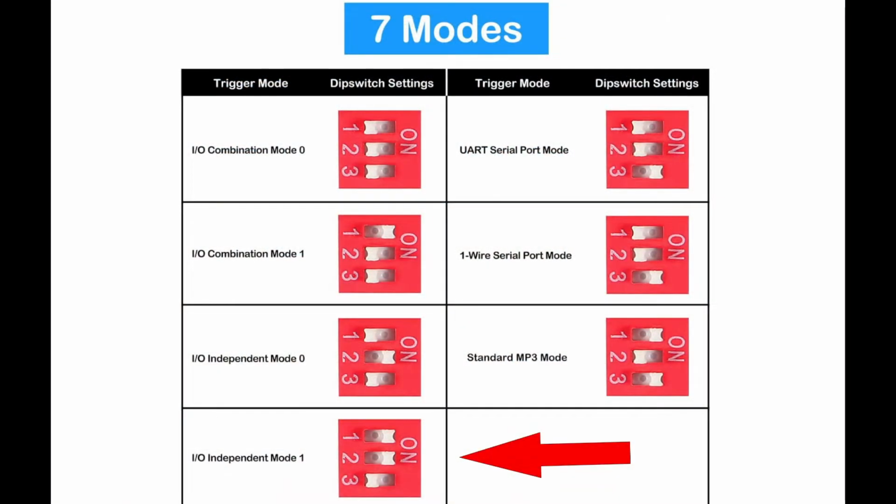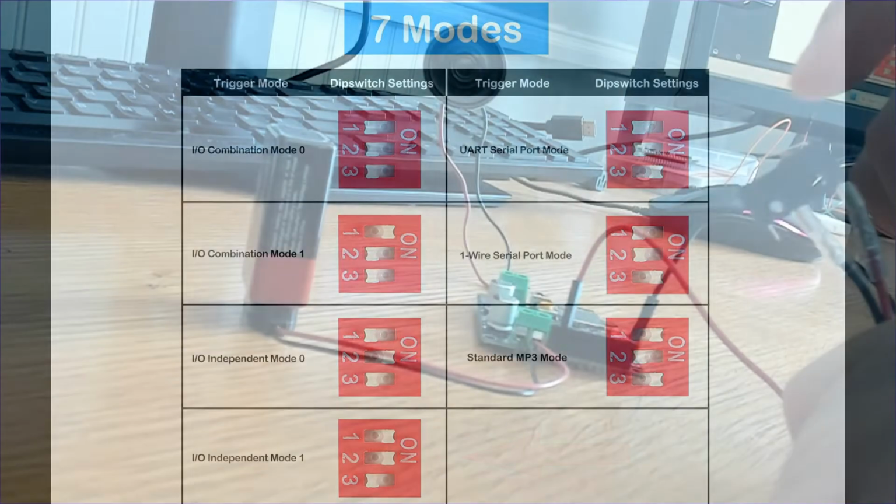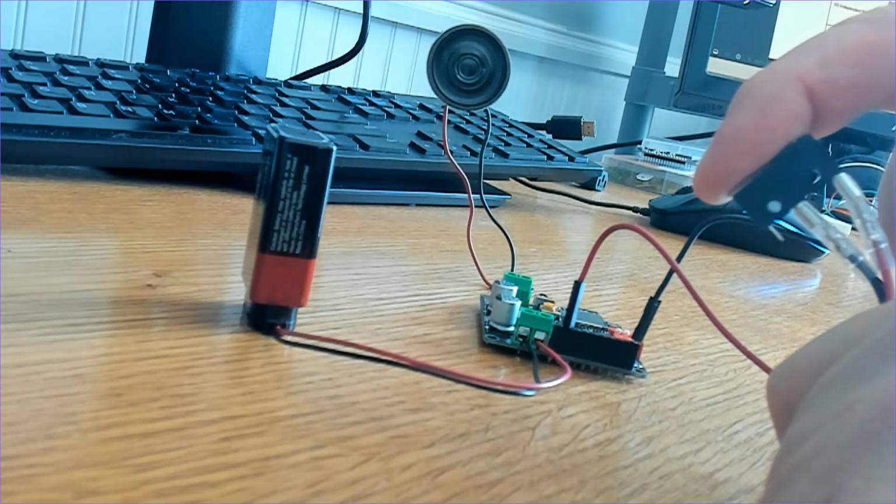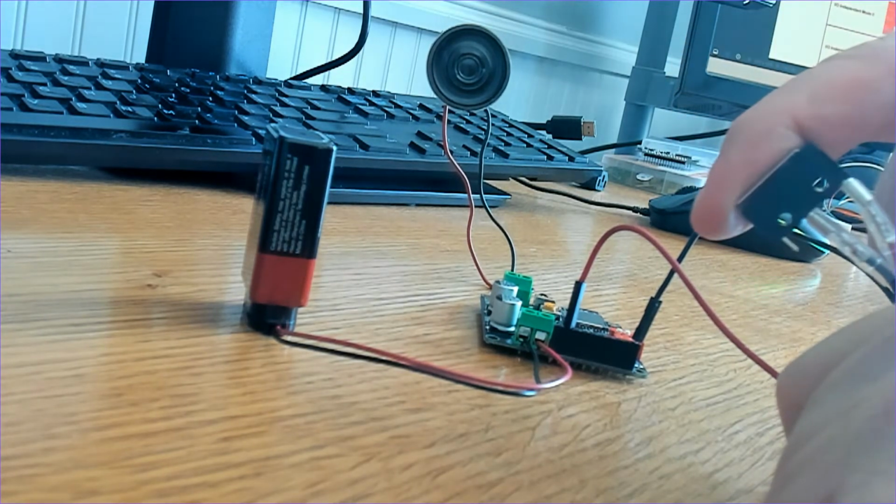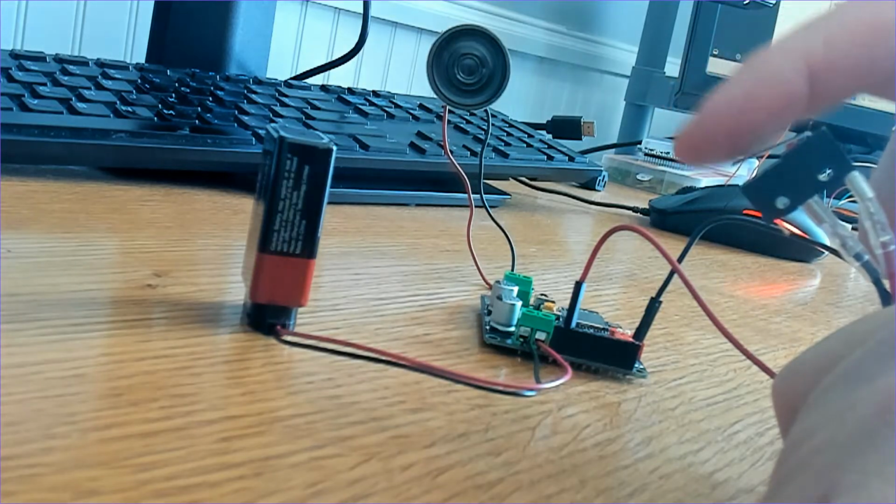In this mode, each I.O. pin, 0 through 7, independently controls a specific song, and this allows up to 8 songs to be played individually by triggering each pin. And each song will be played in a continuous loop as long as the pin is held in an active state.